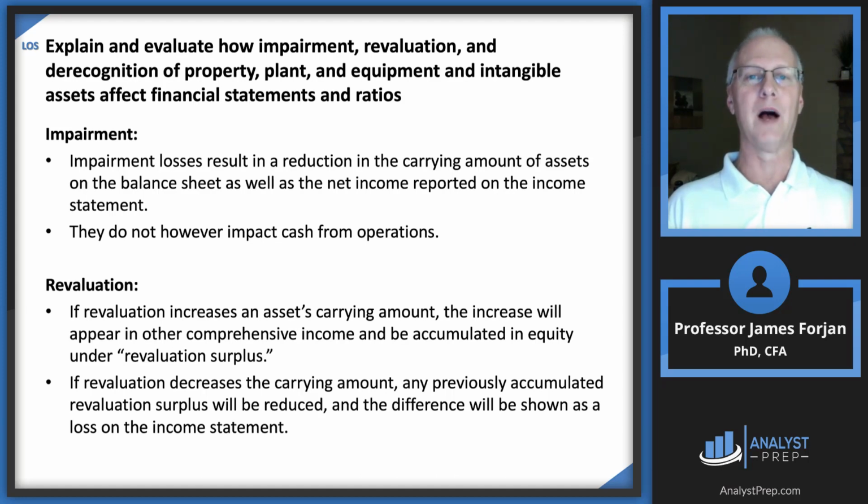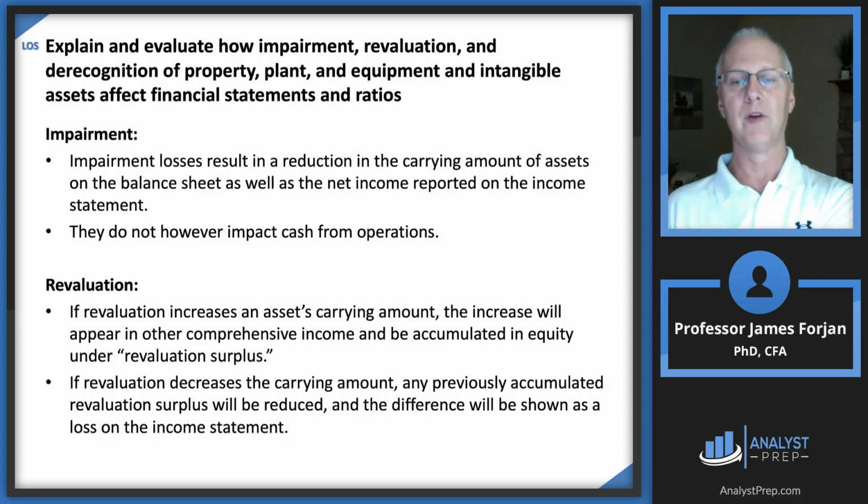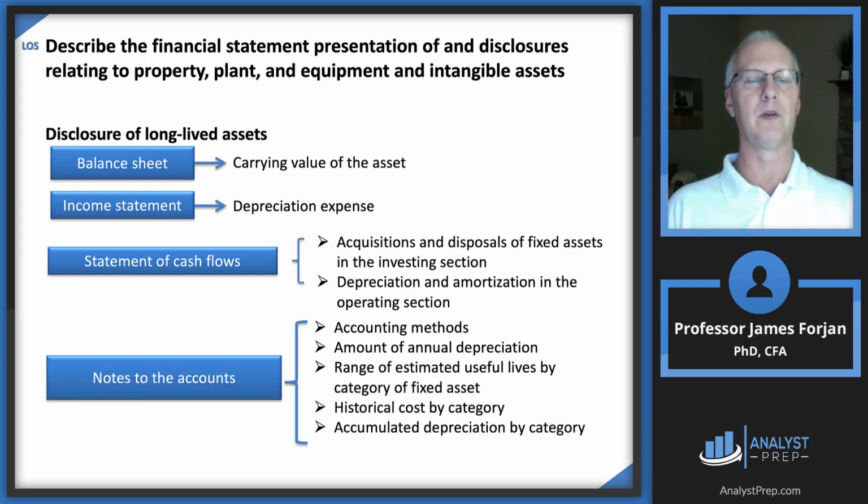All right, here's a great question. What about impairment and revaluation and derecognition? How does that impact financial statements and ratios? All right, so impairment, of course, reduces the carrying amount of assets on the balance sheet, as well as net income. However, impairment does not impact cash from operations. So that's an important bullet point. Revaluations, remember, can either increase or decrease the carrying amount of the assets. So remember those implications for all the financial ratios if long-term assets go up or they go down. But then there's going to be some associated change in equity if there's a surplus, and then there's going to be an associated loss on the income statement if there's a decline in the carrying amount.